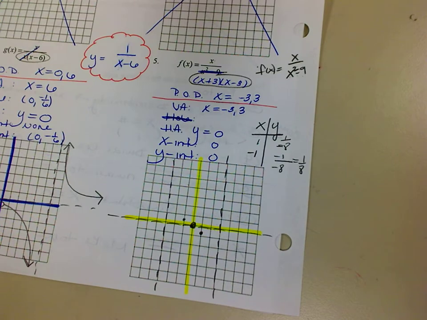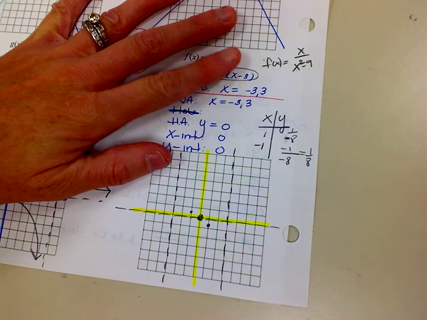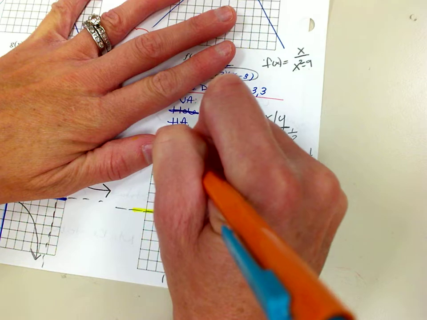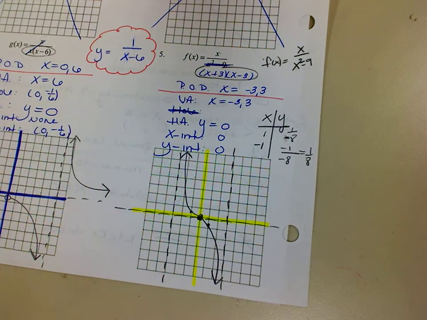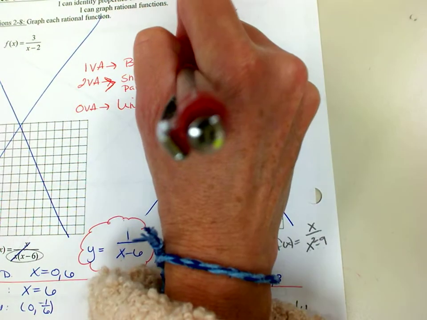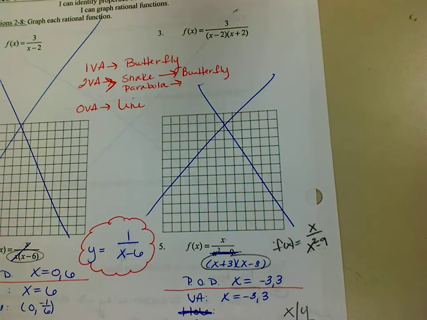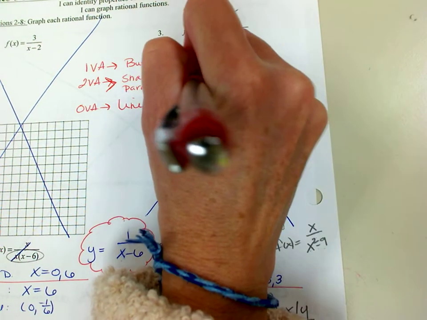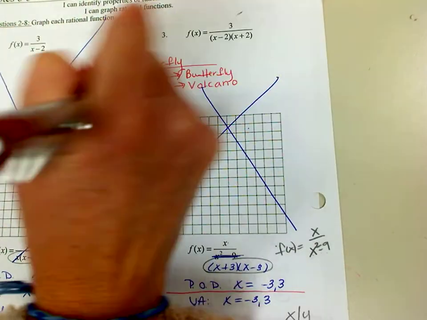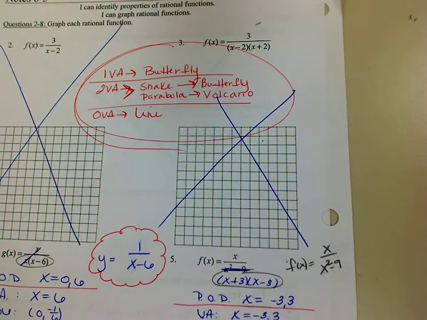Just by looking at the way the points are, the middle is going to be a snake, but it's going to be a backward snake. If the middle is a snake, then the outsides are going to be a butterfly. If the middle is a parabola, the outsides are going to be a volcano. Make sure you have this written down.